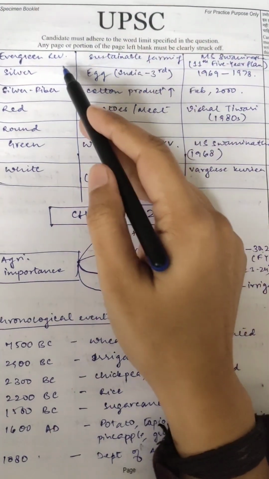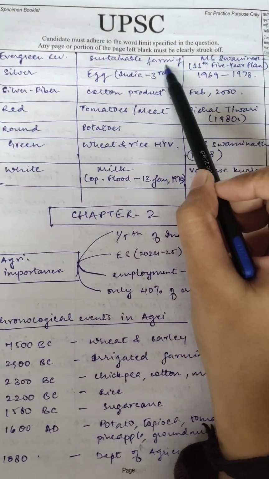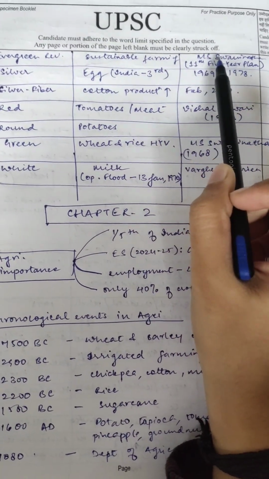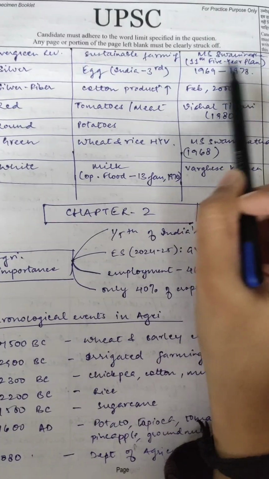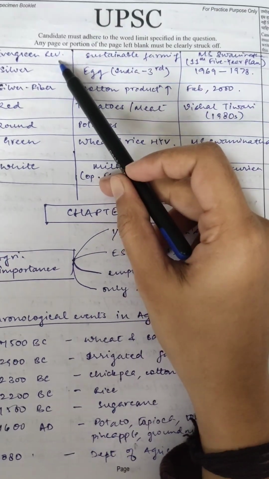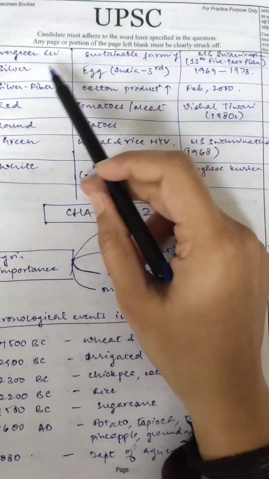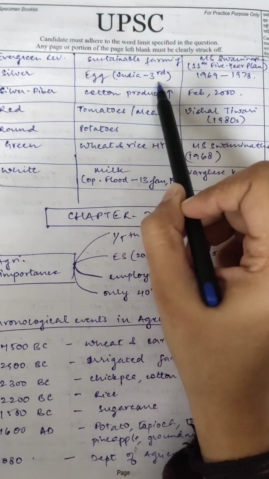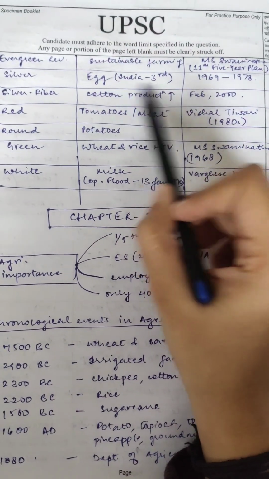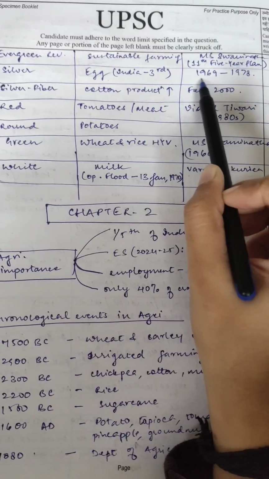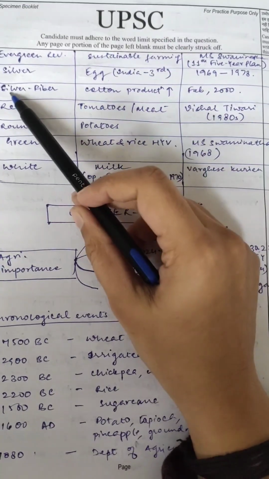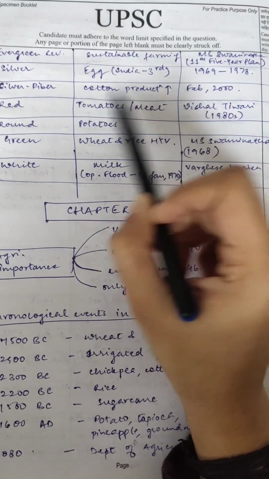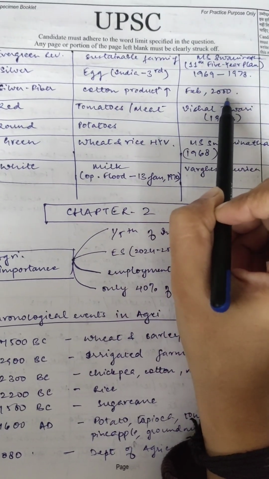Next is the evergreen revolution. It is related to sustainable farming, and the father of the evergreen revolution is the same as of the green revolution, MS Swaminathan. It was started in the 11th 5-year plan. The silver revolution is related to eggs; India is the third largest egg producer. It started from 1969 to 1978. The silver fiber revolution is about increasing cotton production and started in 2000.